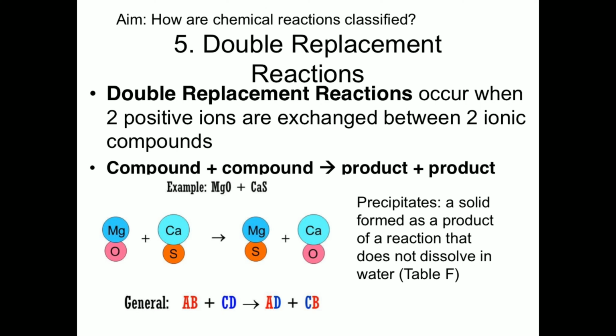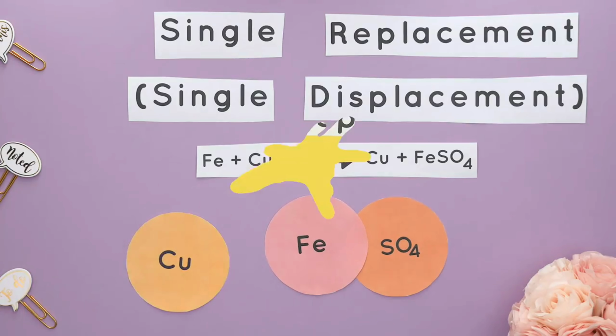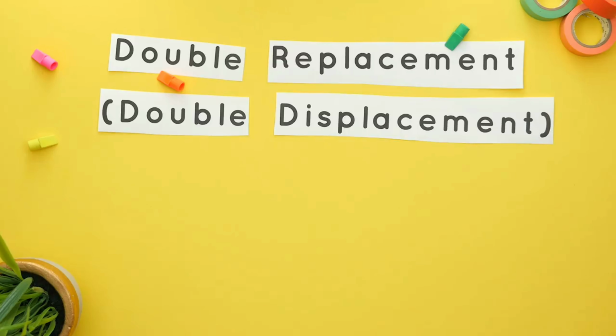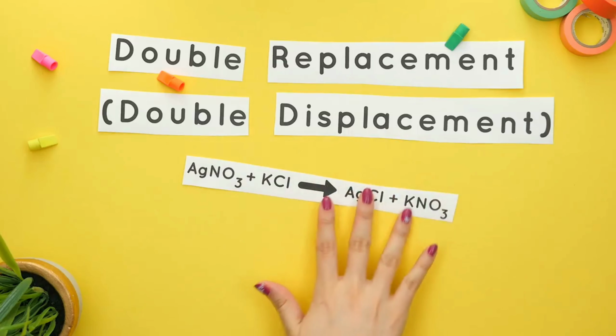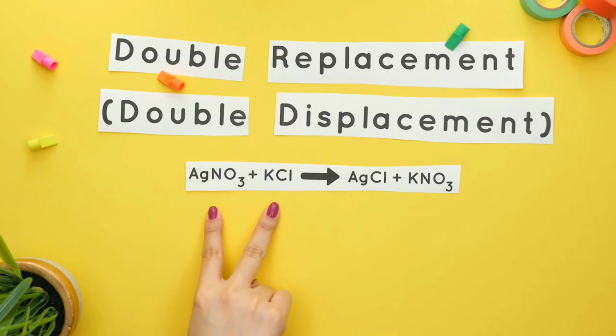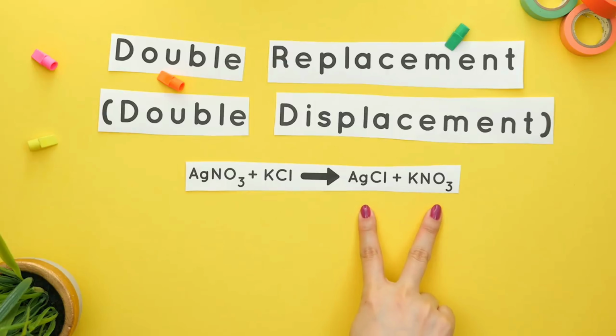A precipitate is a solid product formed when a substance does not dissolve in water. You can find precipitates on reference table F. A double replacement or double displacement reaction is really similar to this because our reactants are now two compounds and those form two different compounds.